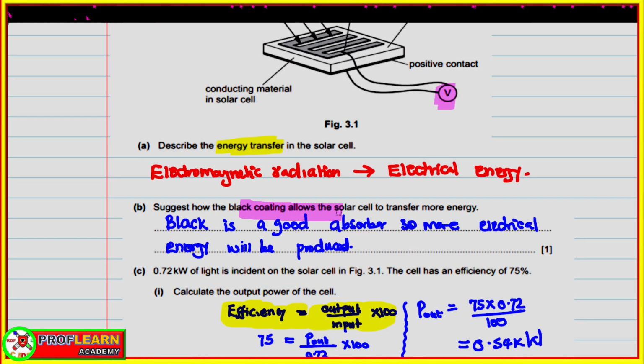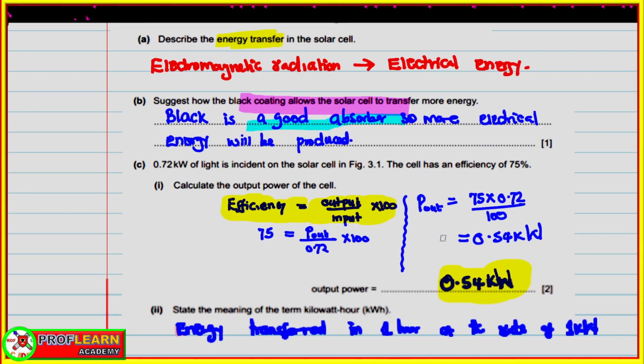Suggest how the black coating allows the solar cell to transfer more energy. So black is a good absorber, so that's what you ought to remember, that black is a good absorber, so more electrical energy will be transferred. You are also to remember the question of efficiency in this part. Remember, efficiency is power output over power input times 100. So since the input was this and the efficiency was 75%, we can just easily find the output by doing substitution, and if you work it out clearly, you're going to get your answer as such.